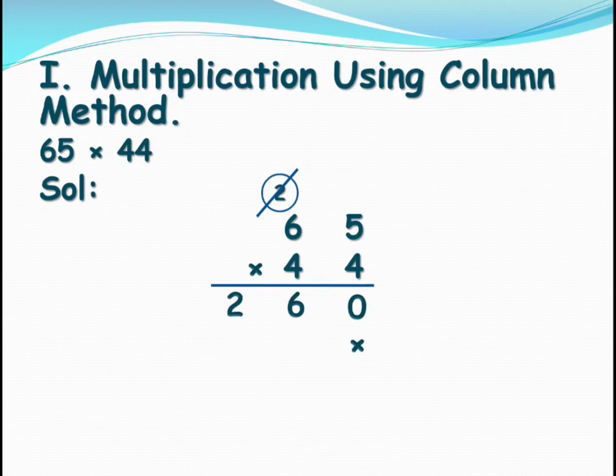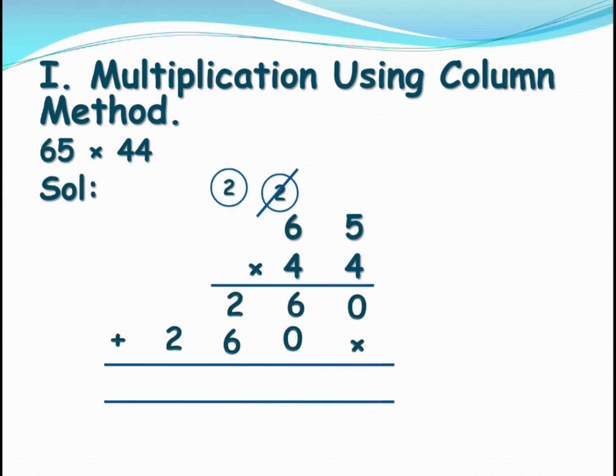Okay, now again 4 into 5 becomes 20, where you write 0 down and 2 you carry. Next 4 into 6. 4 sixes are 24 plus 2 is 26. So you will write 26. Now we are done with the multiplication. Now you need to do the addition. So 0, 6 plus 0 will be 6, 2 plus 6 will be 8, and 2.